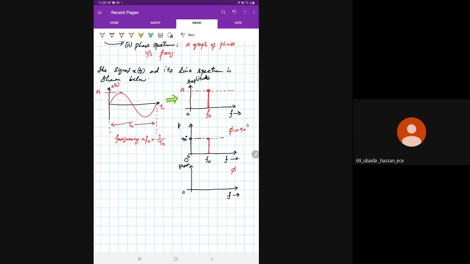But if phase phi is equal to 0 degree, then it will be marked like this. It is 0 degree, and it is at f equal to f naught.